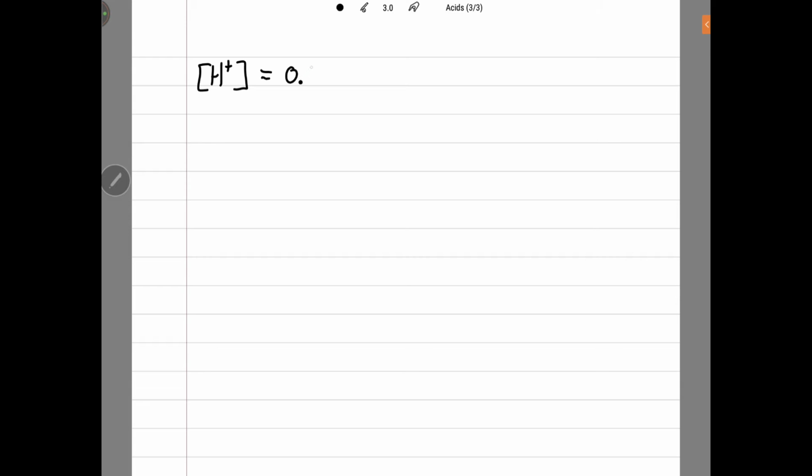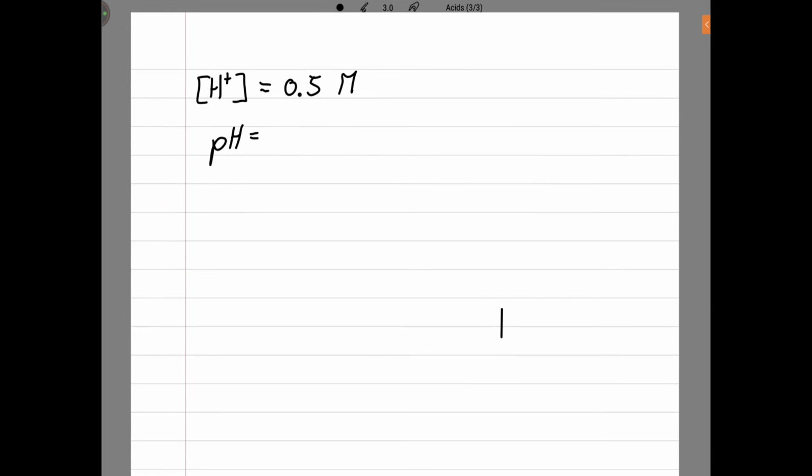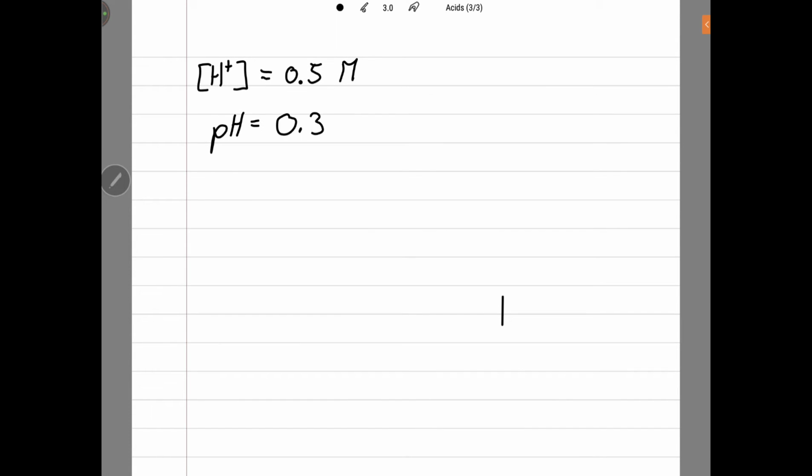Gets a little bit more interesting if you have a proton concentration equals 0.5 molar. What's the pH? What is the pH? 0.3. Just simply negative log of 0.5.